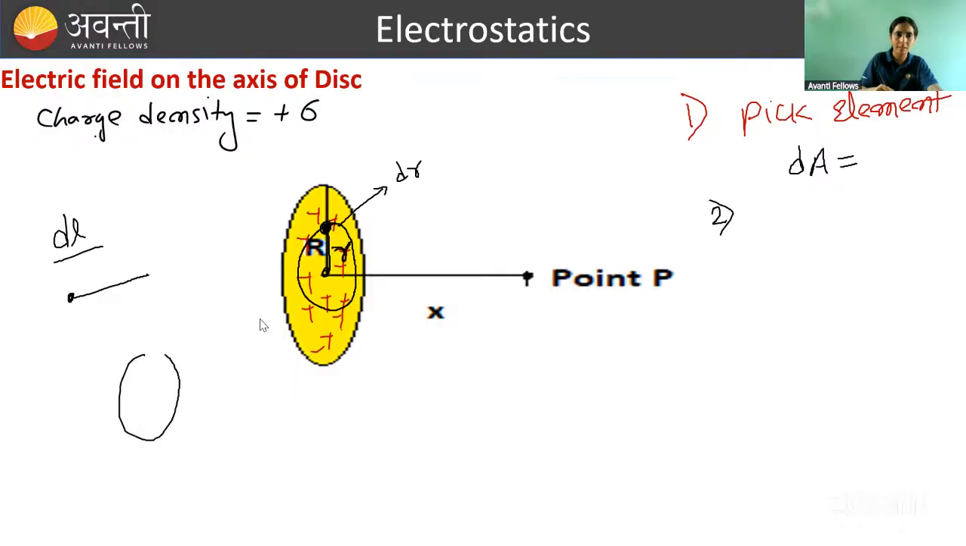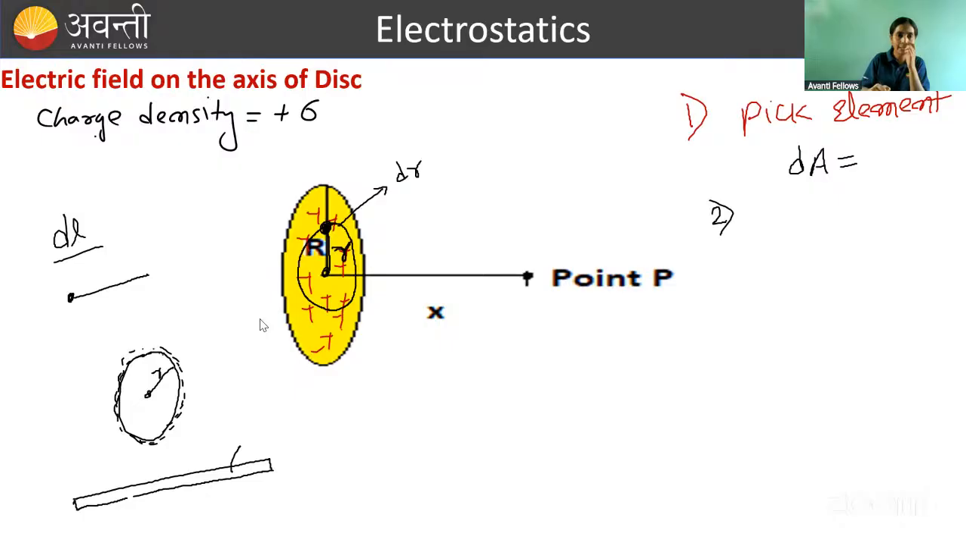This is a ring of length r and thickness how much? Its thickness is dr. So what will be its area? Suppose you have a circular ring. When you open the ring, what will it look like? It will look like this thing, and if it has a certain thickness then it will look like this. So this will look like a thin rectangle, right?